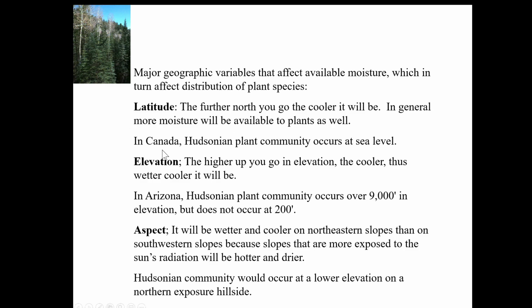So in Canada, the Hudsonian plant community occurs at sea level because it's cold. Those plants are evolved for growing in cold climates. Elevation: the higher you go up, the cooler it gets. Most of us know that. In Arizona, that plant community occurs over 9,000 feet. It doesn't occur at 200 feet like it does in Canada. And again, the aspect can control where plants are in certain communities at certain times.